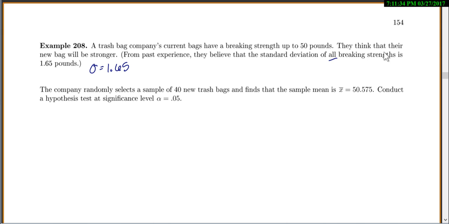Let's see. They think that their new bag will be stronger, so their question of interest is mu greater than 50. That's what they're hoping to show. They randomly select a sample of 40 new trash bags, so n equals 40, and they find a sample mean of 50.575. We want to conduct a hypothesis test, and we want alpha to be 0.05. So I always go through and write down my summary information.